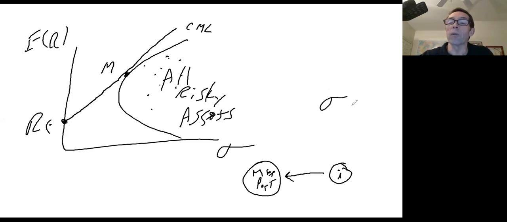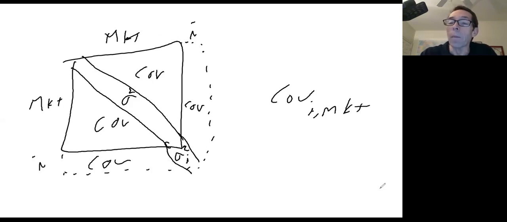Now, remember, as a risk-averse investor, we like lower standard deviations. That tells us we want asset I to have a low covariance with the market. If asset I has a low covariance with the market, it's going to reduce our risk. We like that. If asset I has a high covariance with the market, it's going to increase the risk of our market portfolio, and we don't like that. So how do you determine if asset I has a high covariance with the market or a low covariance with the market?